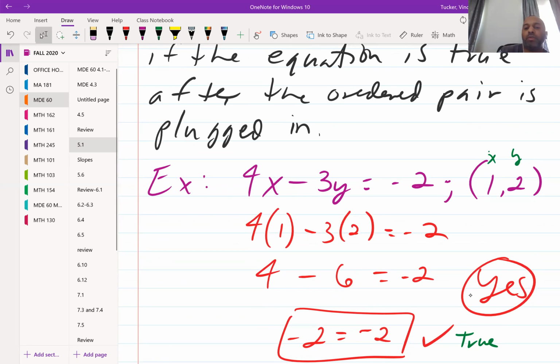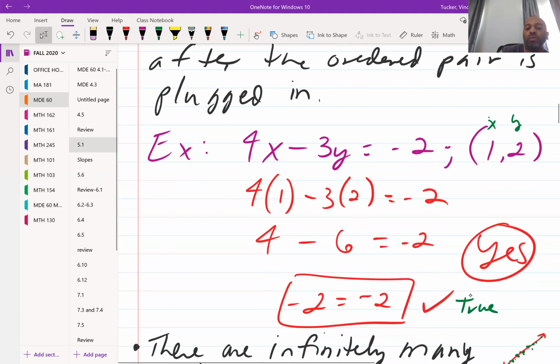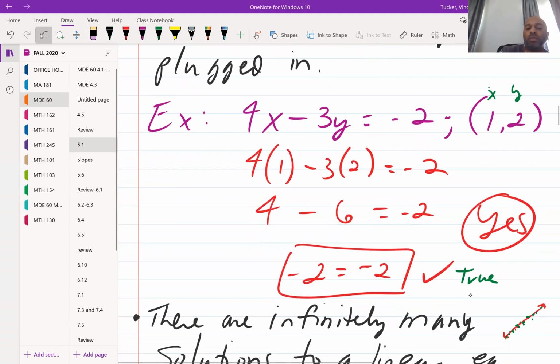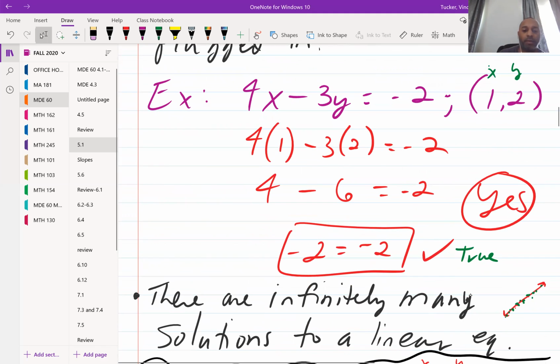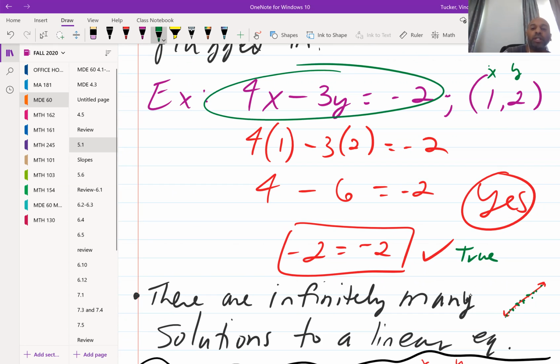All right, any questions on that? And just making a statement right there, there are infinitely many solutions to a linear equation. So every point that's on the line, when we get to graphing, every point that's on that line is a solution to that equation. So like I said, this 1, 2 will be a point on the line that this equation generates.